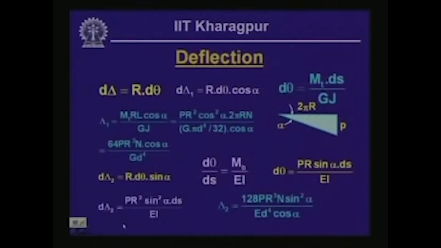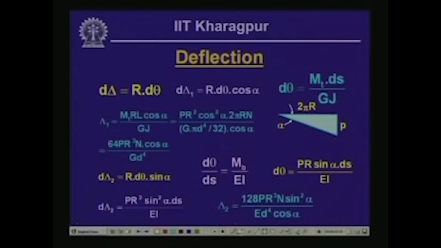Well, having looked into the stresses, let us look into the aspects of the deflection that will occur in an open coil helical spring. Now, as we had seen in the case of the closed coil helical spring, d delta is equal to r times d theta. If you remember, when the closed coil helical spring was subjected to the axial pull, we evaluated the vertical component of the deflection it undergoes because of the twisting moment, and there of course we had disregarded the effect of the transverse shear.